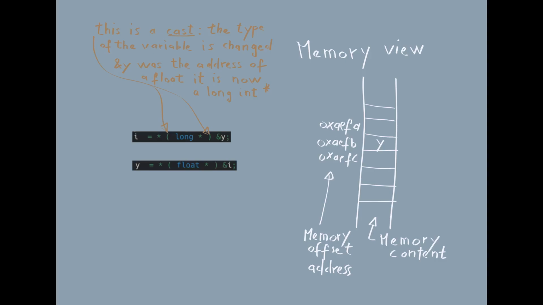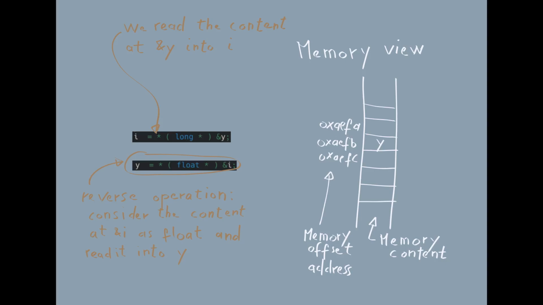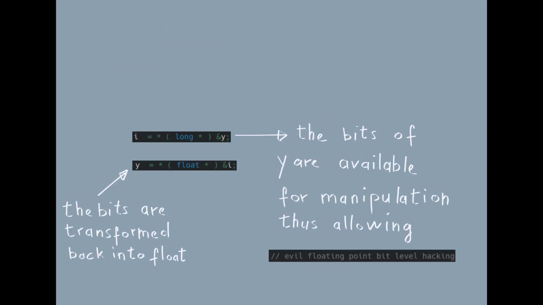That originally was the address of a float, and using the star we store the value at this address in i. Using that weird operation, we have the bits of the float as an int, without changing their value as we would have by simply casting y into i. And as mentioned, the second line is the reverse. We take the bits of i and reinterpret them as a float using pointer casting gymnastics. We do this because in C we can manipulate the bits of an int.